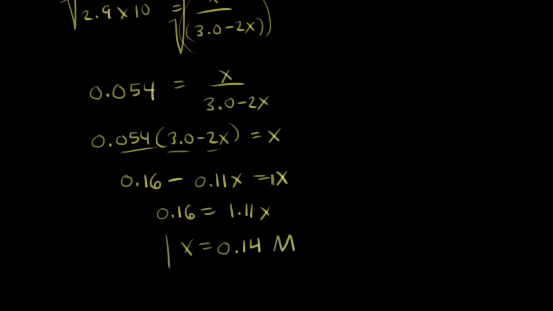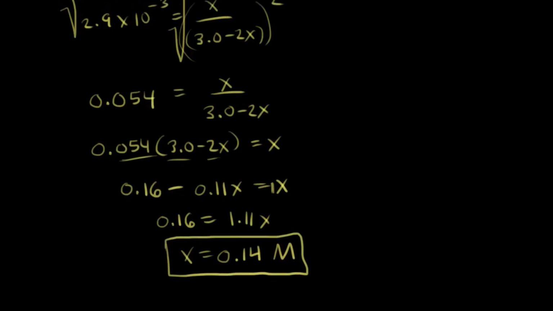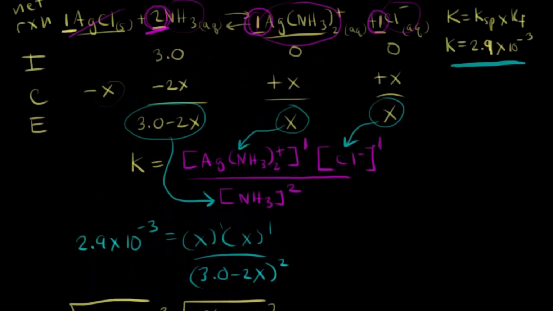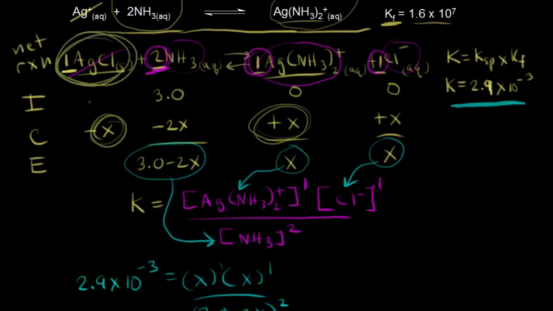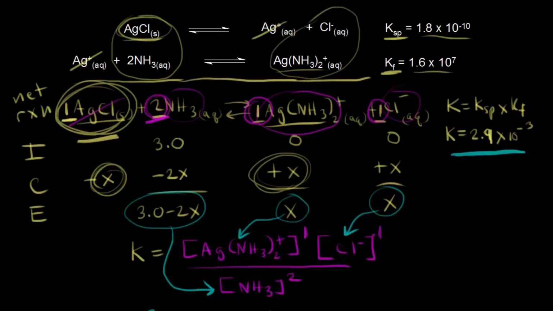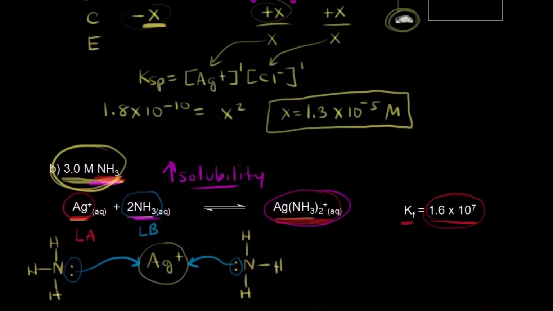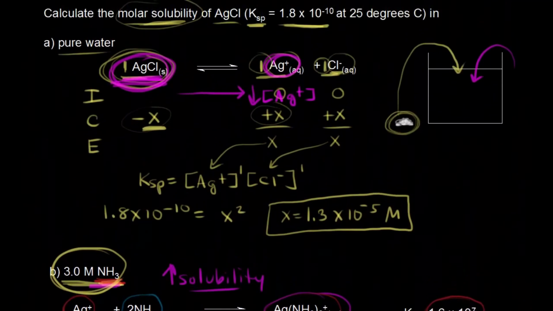So this is concentration, right? So this is our molar solubility. If we go back up here, x is equal to 0.14 molar, right? So that's our concentration of complex ion in solution at equilibrium. That's our molar solubility of silver chloride, right? So it's 0.14 molar. Let's go way back up to the beginning and compare the molar solubilities.